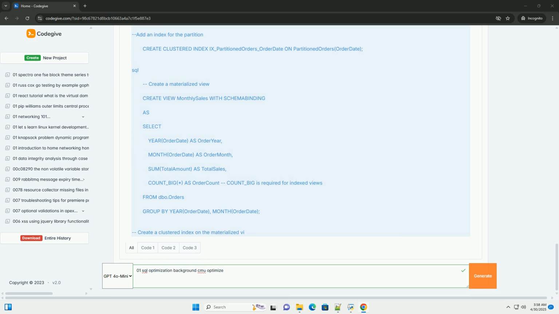7. Use stored procedures. What they are: precompiled SQL code that is stored in the database. Benefits. Performance: stored procedures are precompiled, so they execute faster than ad hoc SQL queries. Security: stored procedures can help prevent SQL injection attacks. Maintainability: stored procedures make it easier to maintain and update your database code. Example, SQL Server.